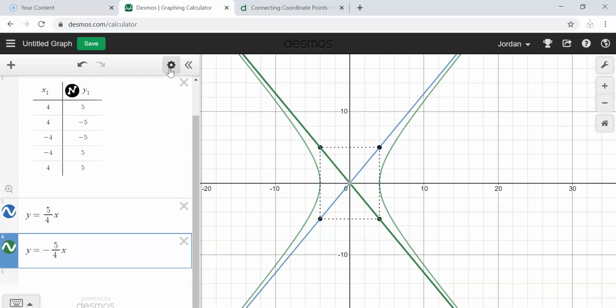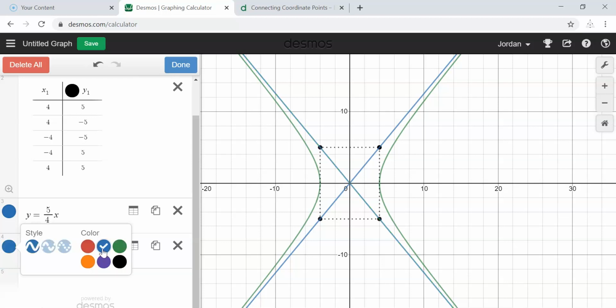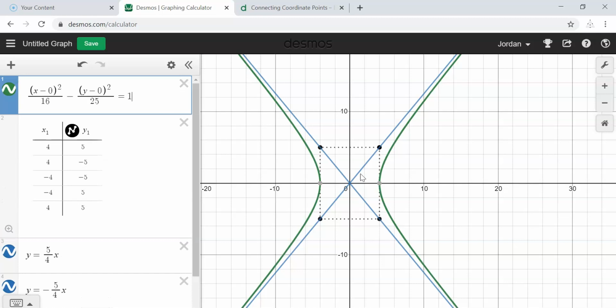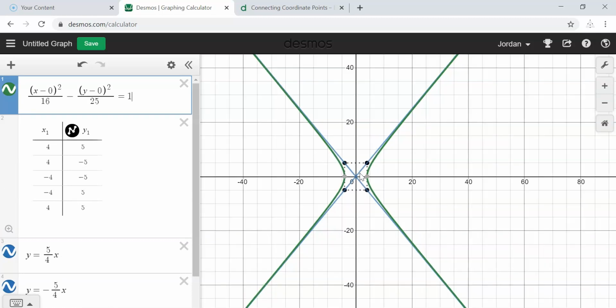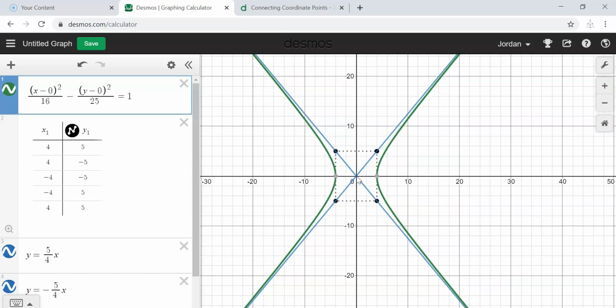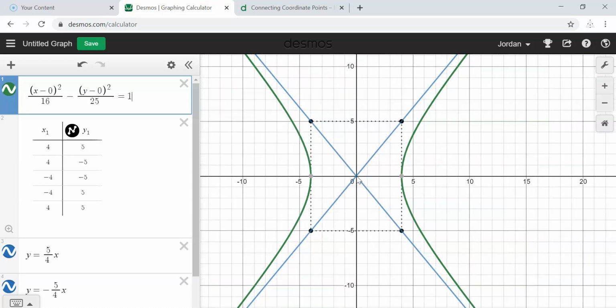Let me change the colors on those. Let me make sure that these are blue in color. So these blue lines here give me asymptotes to my hyperbola. And if you scroll out, you'll see that as we get further and further out, the hyperbola gets really close to these blue lines. All right, so that's what those asymptotes are all about. And you can see those asymptotes basically come out of our a squared and our b squared numbers.